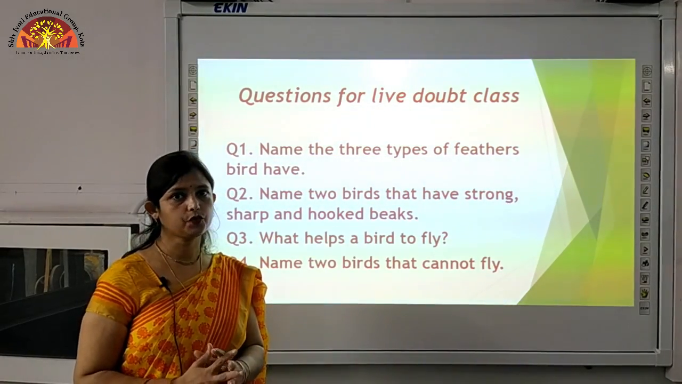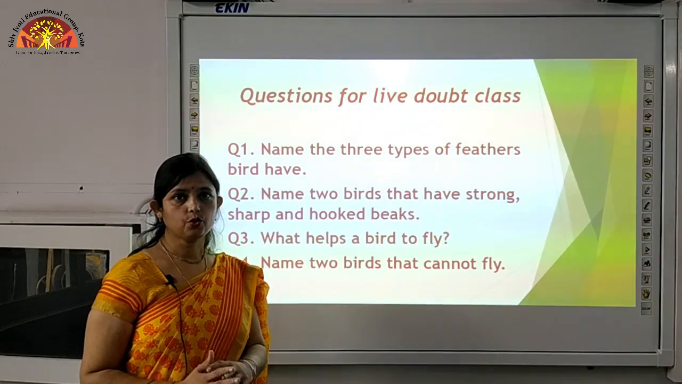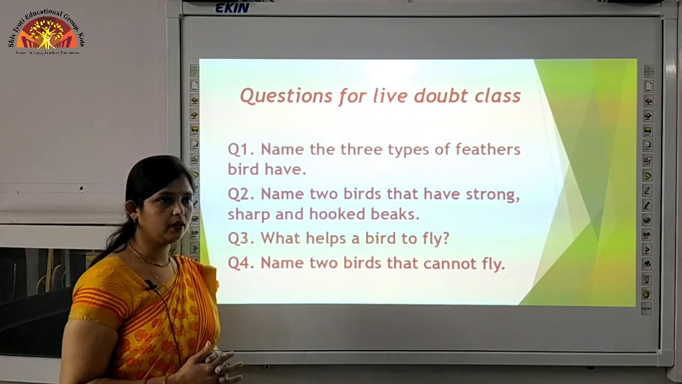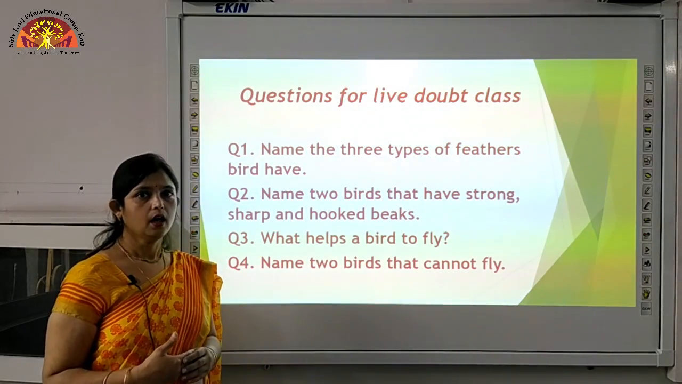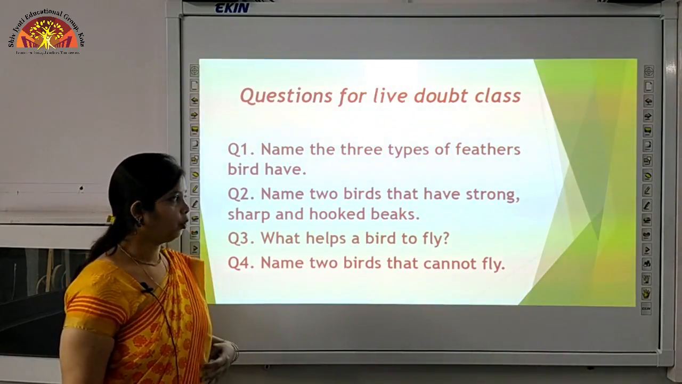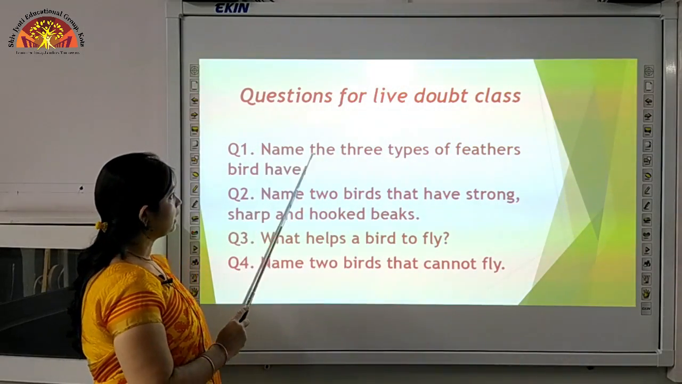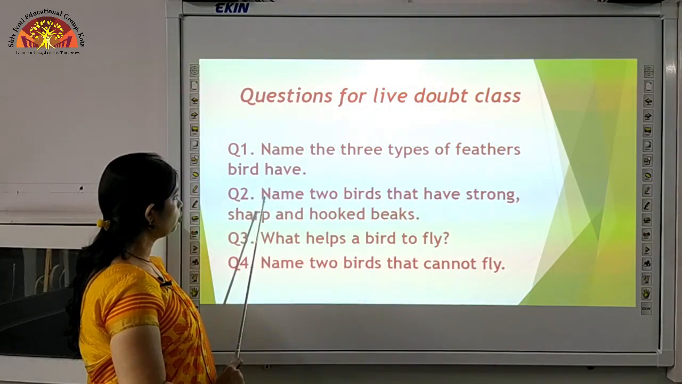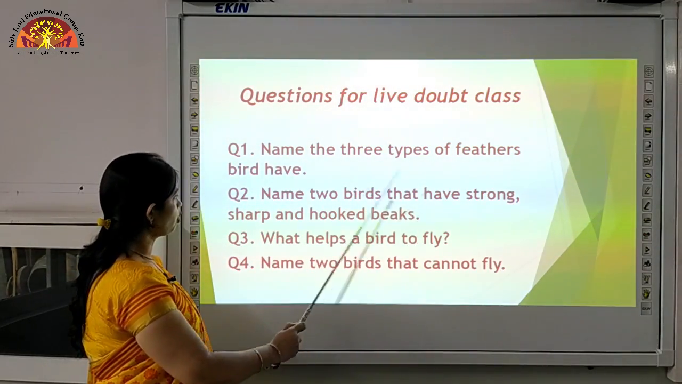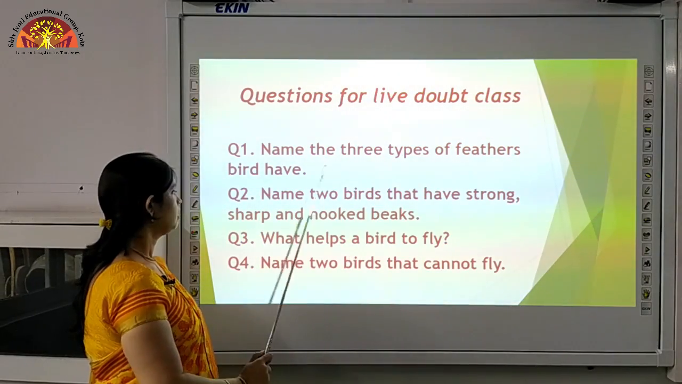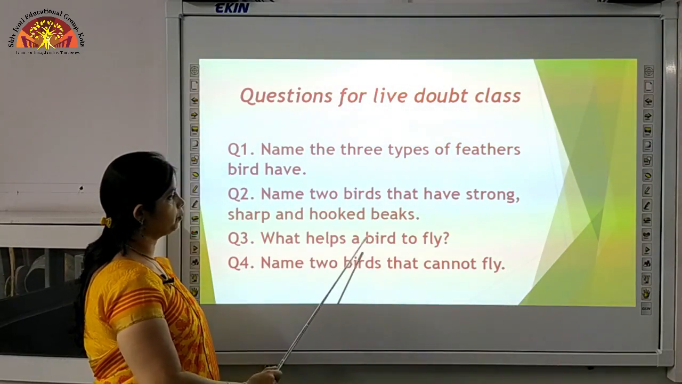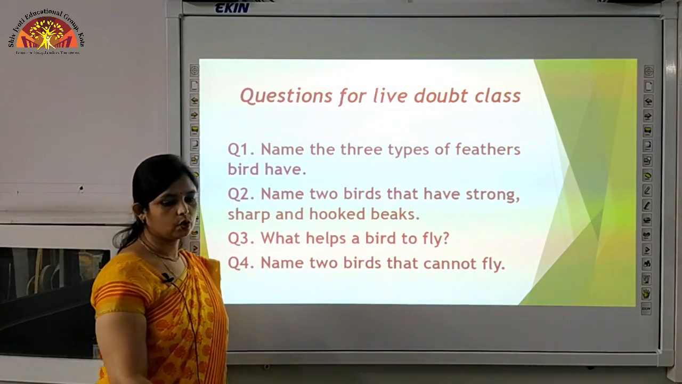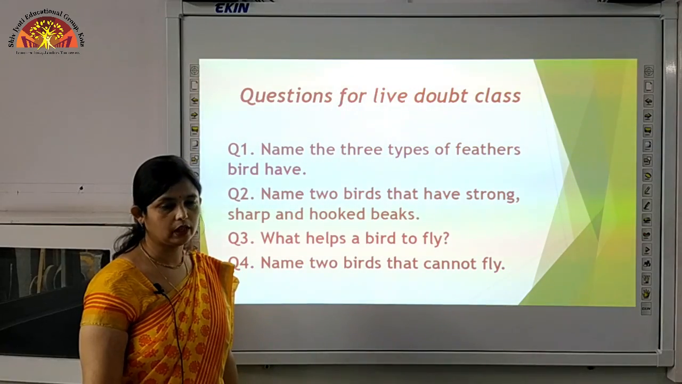Now there are some questions for your live doubt class. What you have to do? You have to keep your answers ready in your rough notebooks, and whenever there will be a doubt class, you can give the answers in the chat box over there. So the questions are: Name the 3 types of feathers birds have. Question number 2, name 2 birds that have strong, sharp and hooked beaks. Question number 3 is, what helps a bird to fly? Name 2 birds that cannot fly. So be ready with your answers for the live doubt class.